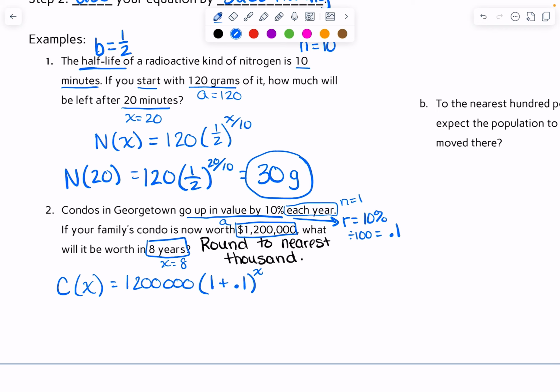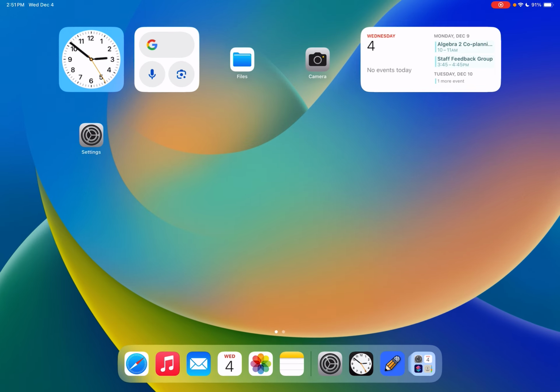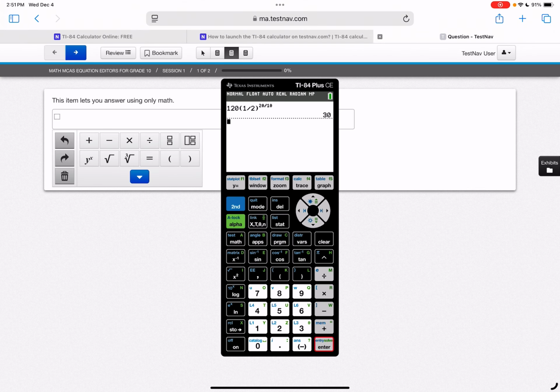So this is the general format of this equation, but we're specifically looking for what our condo will be worth in 8 years. So we're looking for C of 8. That's going to be 1,200,000 times 1 plus 0.1 to the 8th power. And remember, we're going to round to the nearest thousand here. So if we go back to our calculator, we can put that in. 1,200,000.